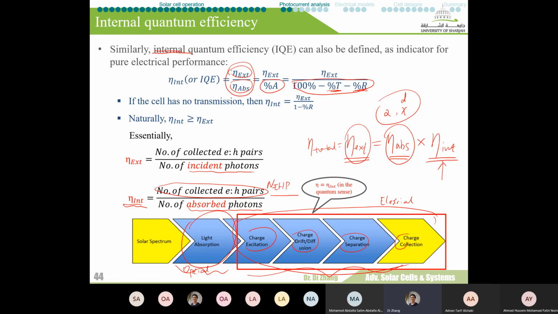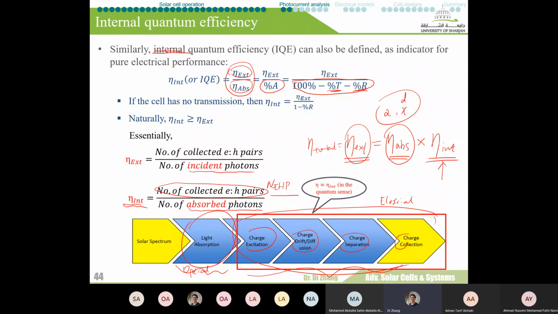And these two concepts, I find that very often students will have some difficulty understanding the meaning of these two efficiencies. So feel free to let me know if you have any questions.